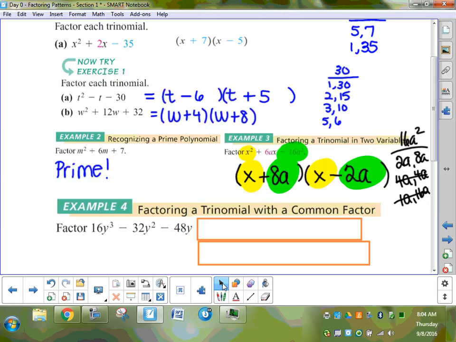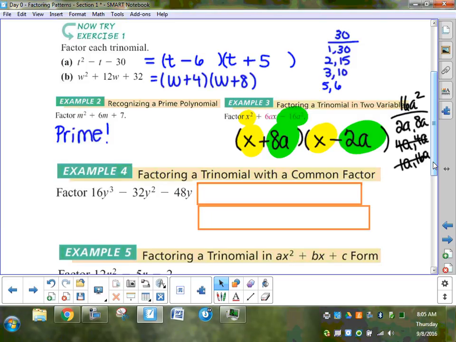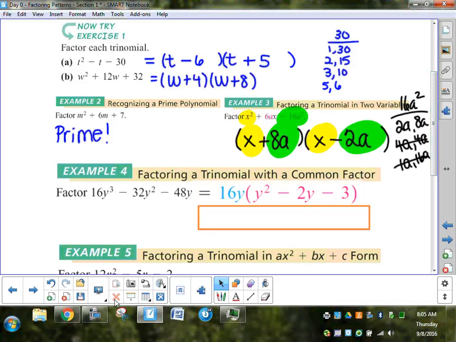All right. Hopefully those are a little bit easy. Take a look at the next one. Hands up, please. You can tell me what the first thing that you see in number 4 would be. You need to be vigilant. What do you want to say? All right, so let's factor out a GCF of 16y. And when we factor out that GCF of 16y, that's now what I'm left with: y squared minus 2y minus 3.